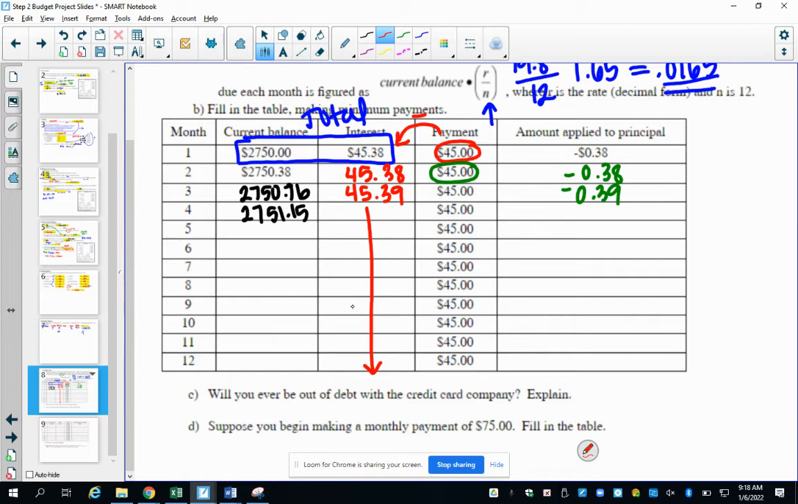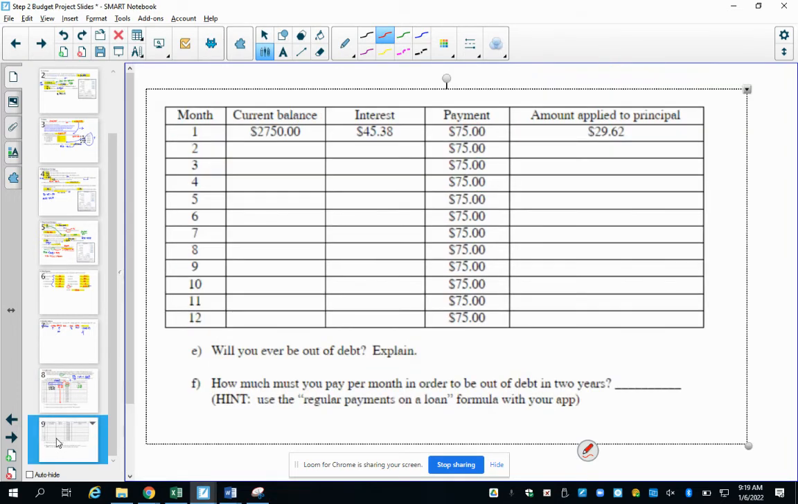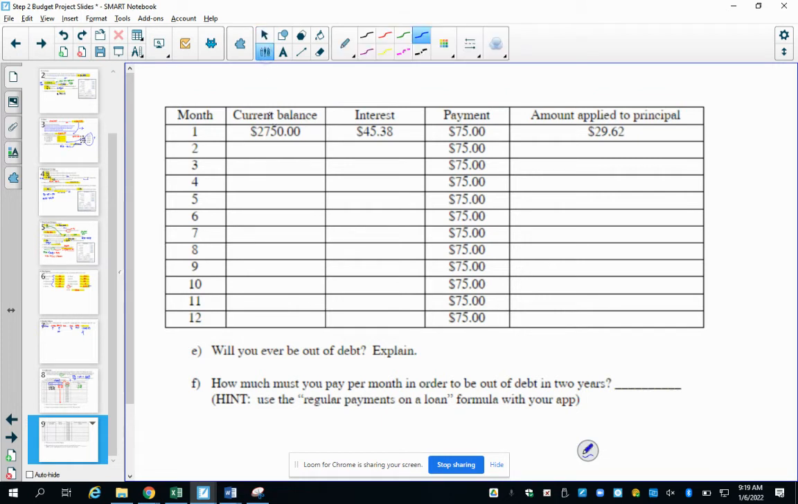Okay, so once you get that all filled out, you'll have a final balance. Okay, will you ever be out of debt? Explain. Okay, so that's what I just talked about. And suppose you begin making monthly payments of $75. That's in the next table. So you're like, all right, I'm not making any headway on this $45 payment, so instead, you start doing $75. Okay, so just pause on that first table and look at this second one. So if instead we'd done $75.